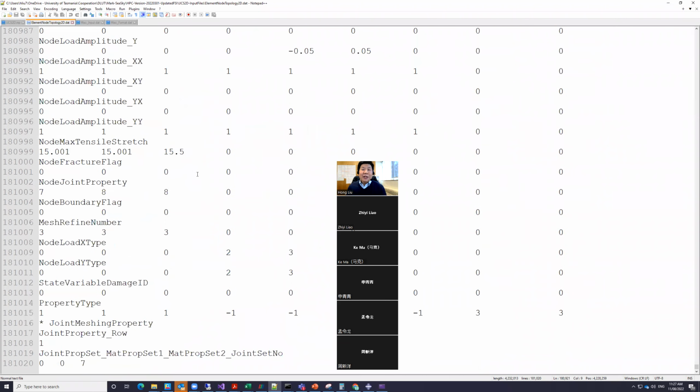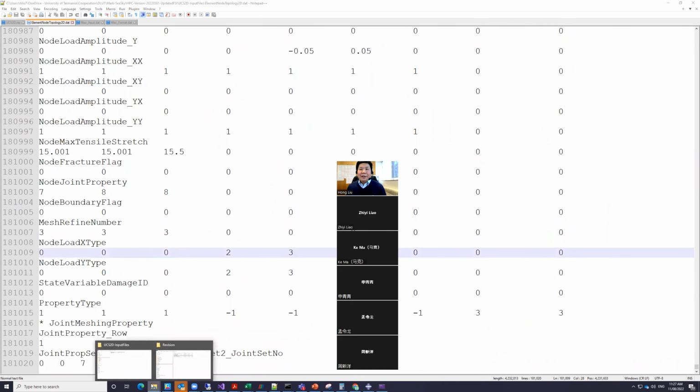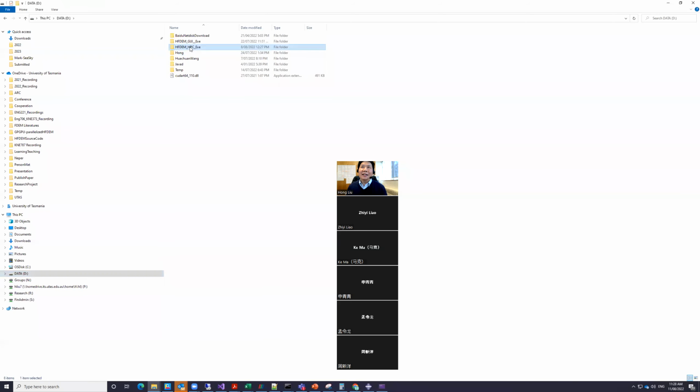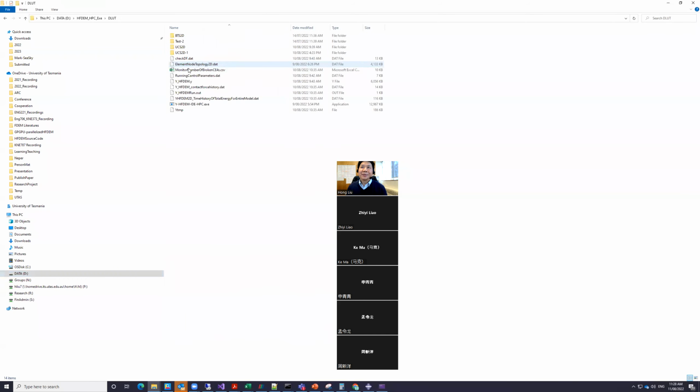Then the boundary condition, we already introduced. At this moment you do not need this one. This part is actually for when you do grain-based modeling, so you need to use it then, and I will introduce that later. Then we copy this to the exe file. I have already done that.